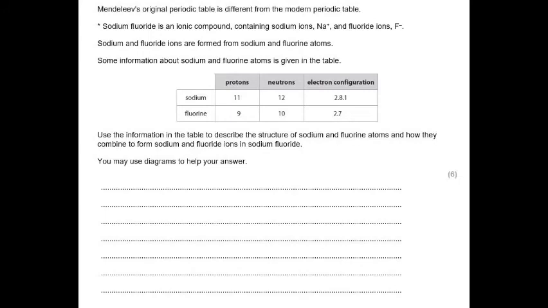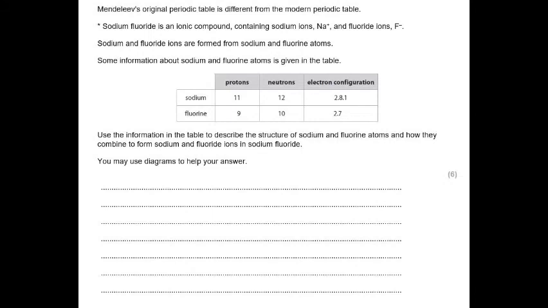So now to try and get our second 3 marks, we need to talk about how they combine to form sodium and fluoride ions in sodium fluoride. So you're going to want to talk about which atom releases or loses electrons and which atom collects or gains electrons. You're also going to want to talk about how many electrons are transferred, and you'll want to talk about the charge of each ion after those electrons have been lost or gained.